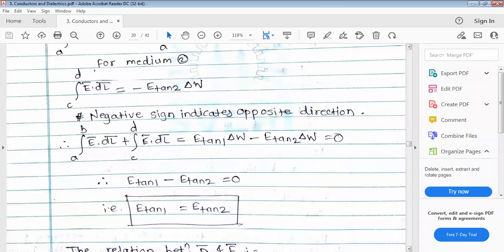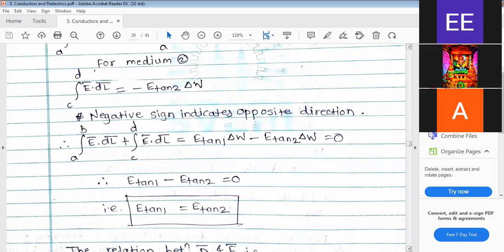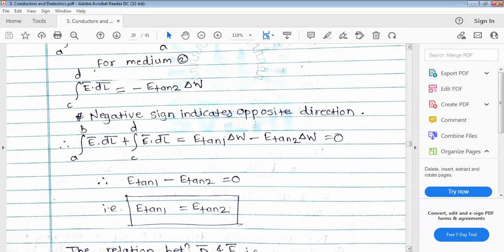समजतंय का? Yes or no? रेणुका? Yes, anyone? समजतंय का? श्रद्धा? वर्षा? Hello? Harshvardhan? Not a single reply. Are you present in lecture or not? Harshvardhan? हेलो. यस मैम. Yes. समजतंय का? हाँ मैम. Okay.